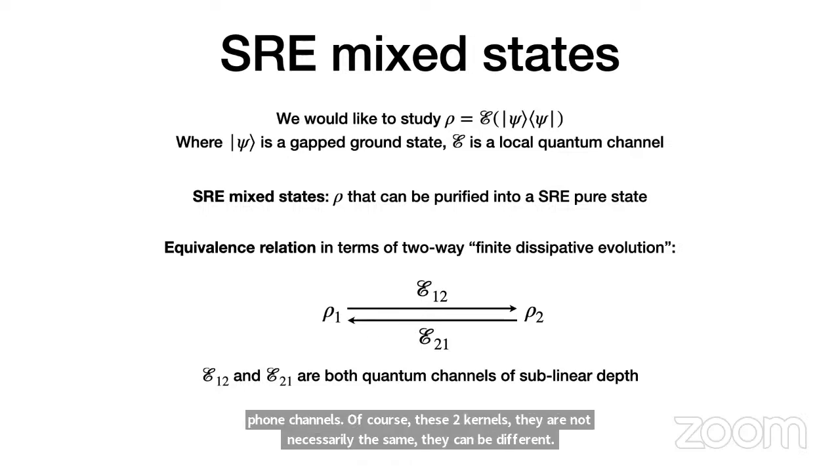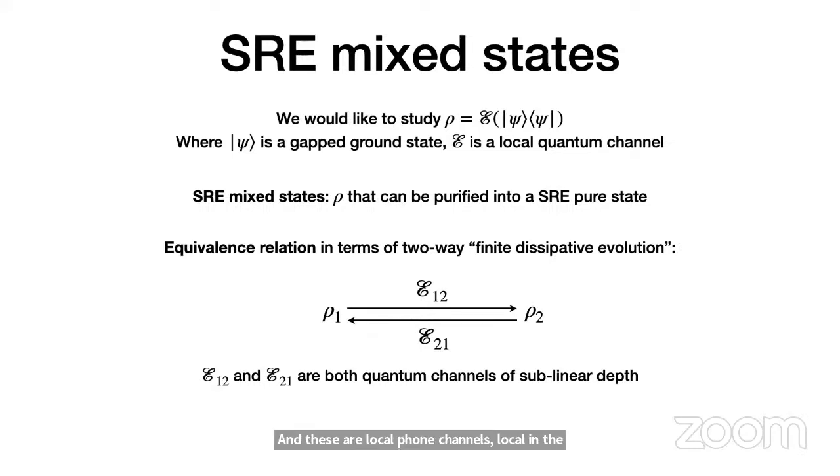And these are local quantum channels, local in the sense that they are of sublinear depth, sublinear in system size. You don't have to demand finite depth. That's a bit too much. Sublinear is enough. Meaning that if you purify it, it's a sublinear depth local unitary acting on system plus environment.